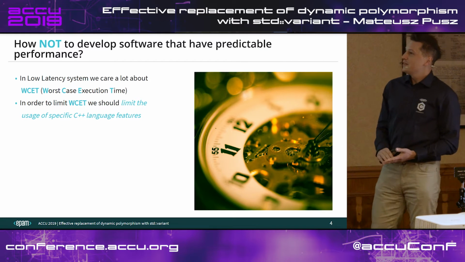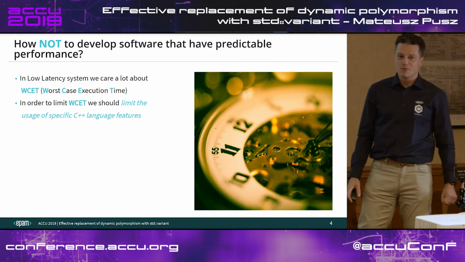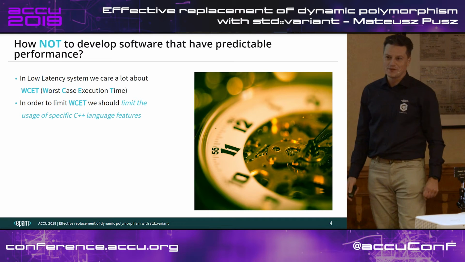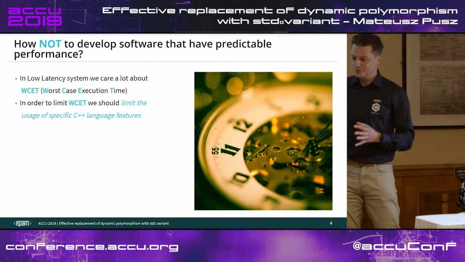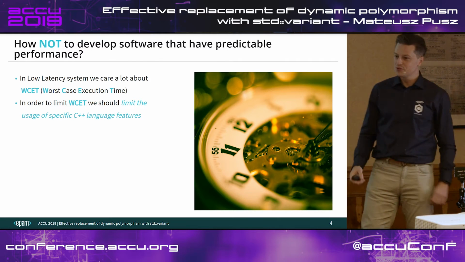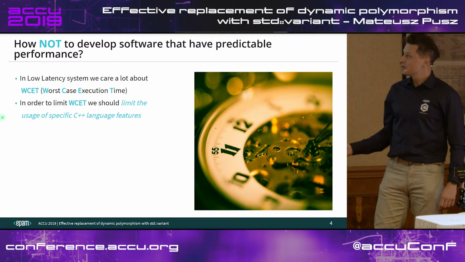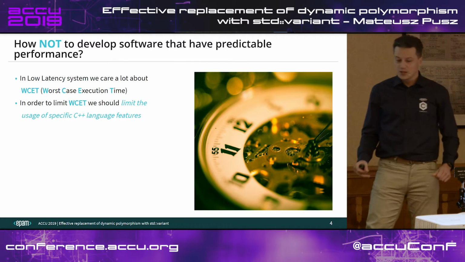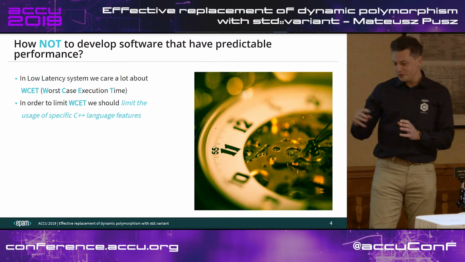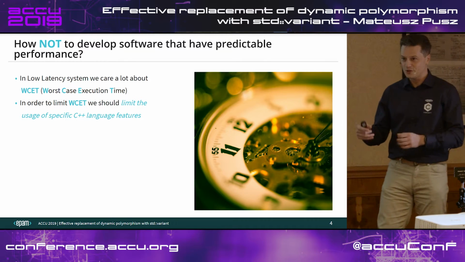When I'm asked by other engineers how to develop fast code, I mostly say how not to develop fast code. It's much easier and much more important to limit the set of tools you're using rather than to know something more. In low latency, we care mostly about the worst case execution time, which means that when you have different results from experiments, we are mostly interested in the slowest one, not the average or the fastest ones.